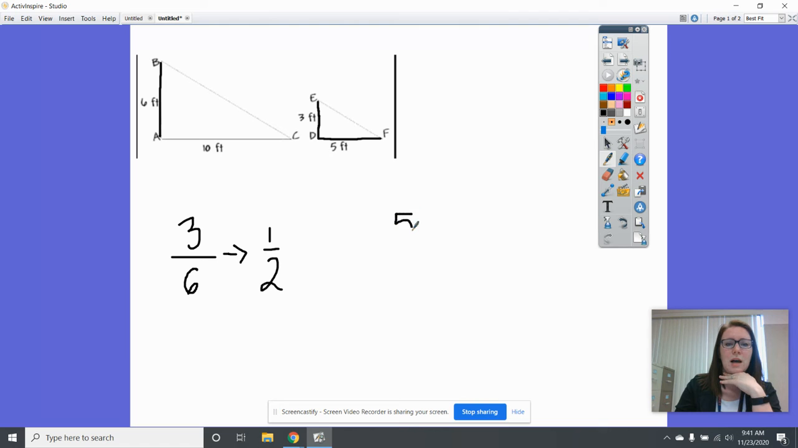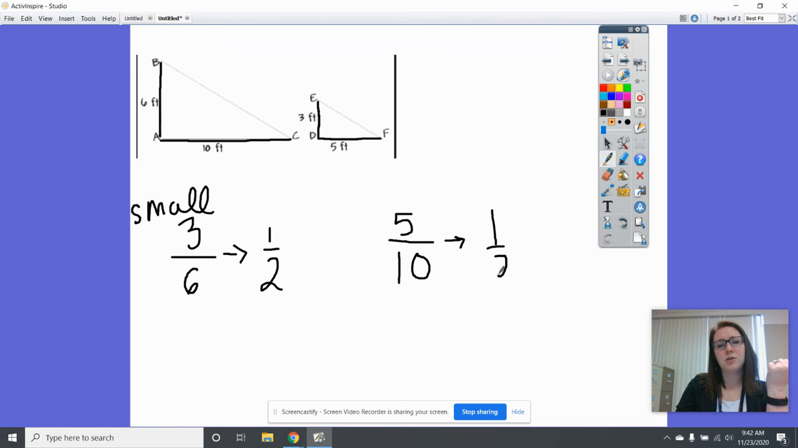Okay, well, if I put the smaller triangle on the top of the fraction, so the smaller triangle has to be on the top of the fraction. And now let's look at the larger triangle. Again, I'm finding the medium length, which here is 10. And this simplifies to 1/2. So yes, these two triangles are similar.